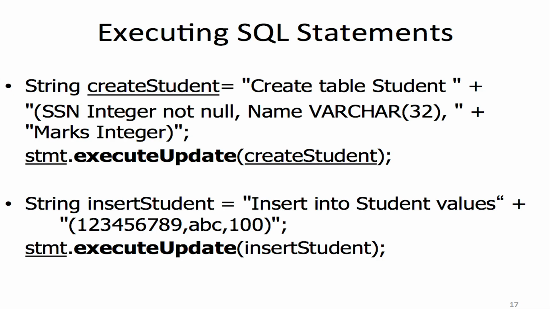And see the bottom part of this slide, string insert student. This insert student is a variable. Insert into student table values. These are the three values. The first value is 123456789, this is SSN, the second one is ABC, the name of the student, and the third one is the marks, 100 marks of the student. So these three values will be stored in the table.